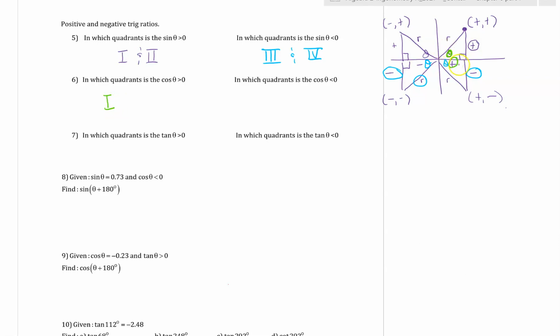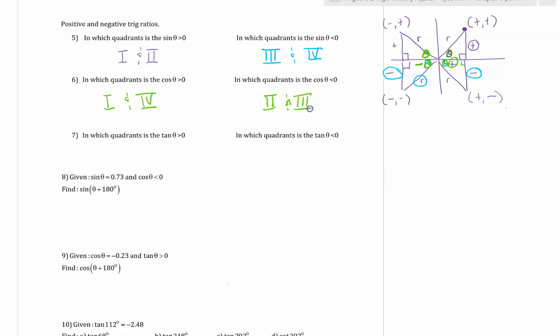In quadrant 4, the cosine is adjacent over hypotenuse. In quadrant 4, you will have a positive cosine value. But if you're looking at quadrant 2, adjacent is negative. And in quadrant 3, adjacent is negative. So the cosine of theta will be negative in quadrants 2 and 3.